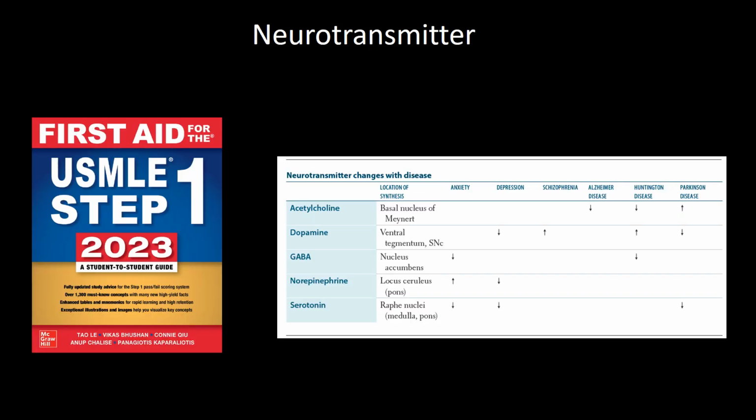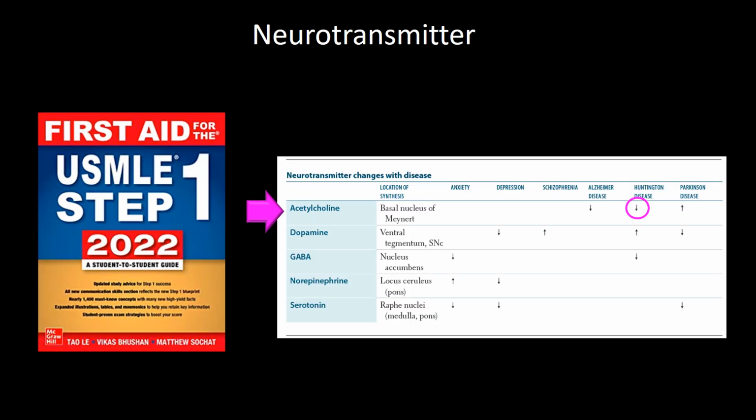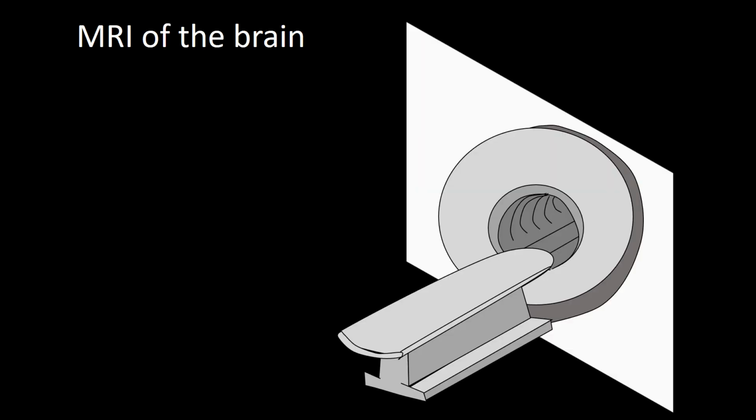The neurotransmitter pattern assigned to Huntington disease includes decreased acetylcholine from the basal nucleus of Meynert, increased dopamine from the pars compacta of the substantia nigra, and decreased GABA from the nucleus accumbens. MRI findings are characteristic but not pathognomonic. They reflect atrophy of the affected areas.